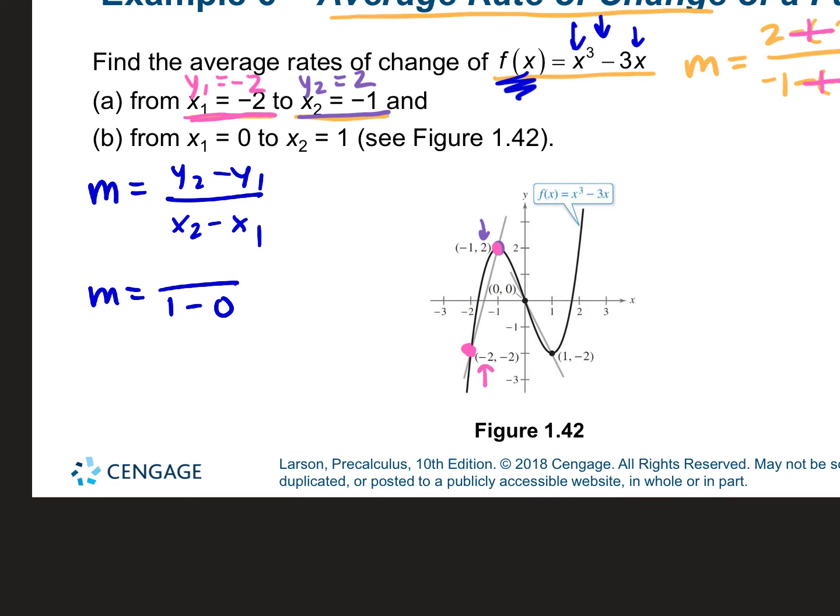So I look at my graph where x is 0, y is also 0. So my y1 is 0. Then I can do the same thing for my x2. So I look at my graph, see where x is 1, y is -2. And then we just solve. So -2 minus 0 is -2. 1 minus 0 is 1. So my slope here, my average rate of change between these 2 points would be -2.